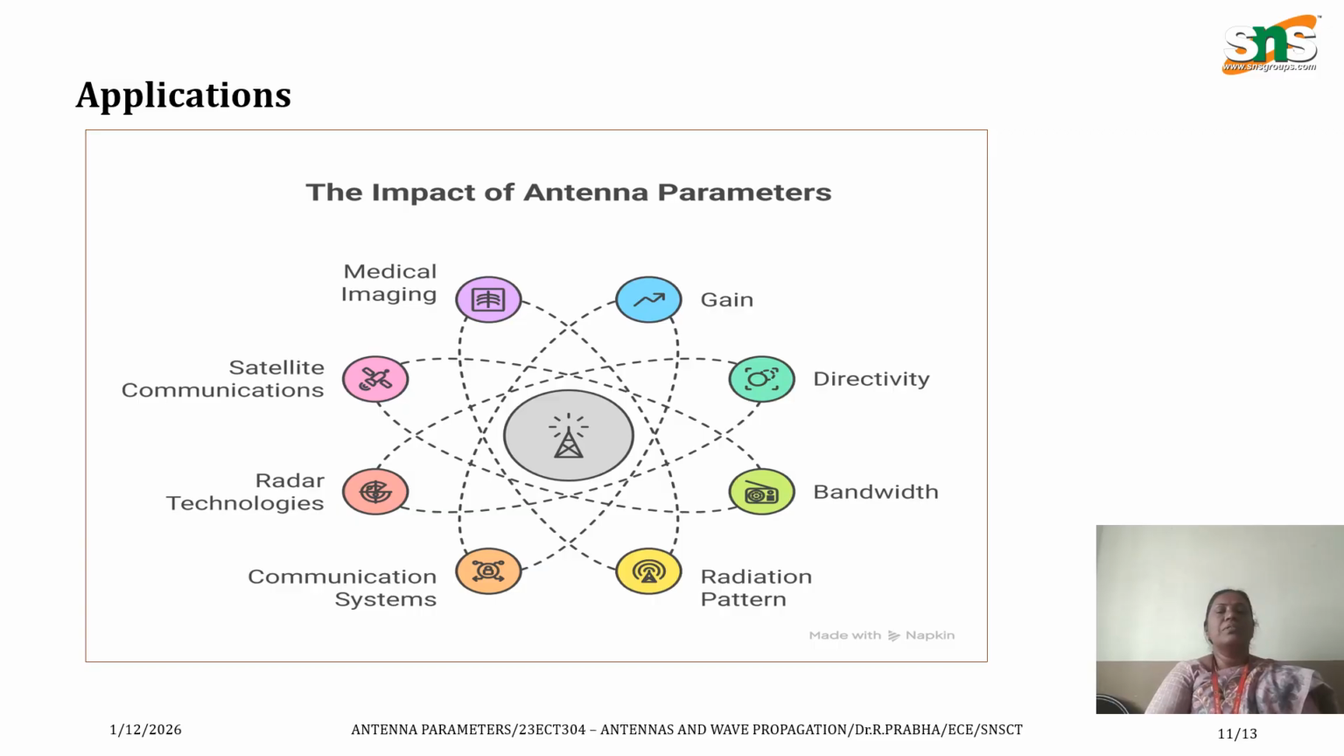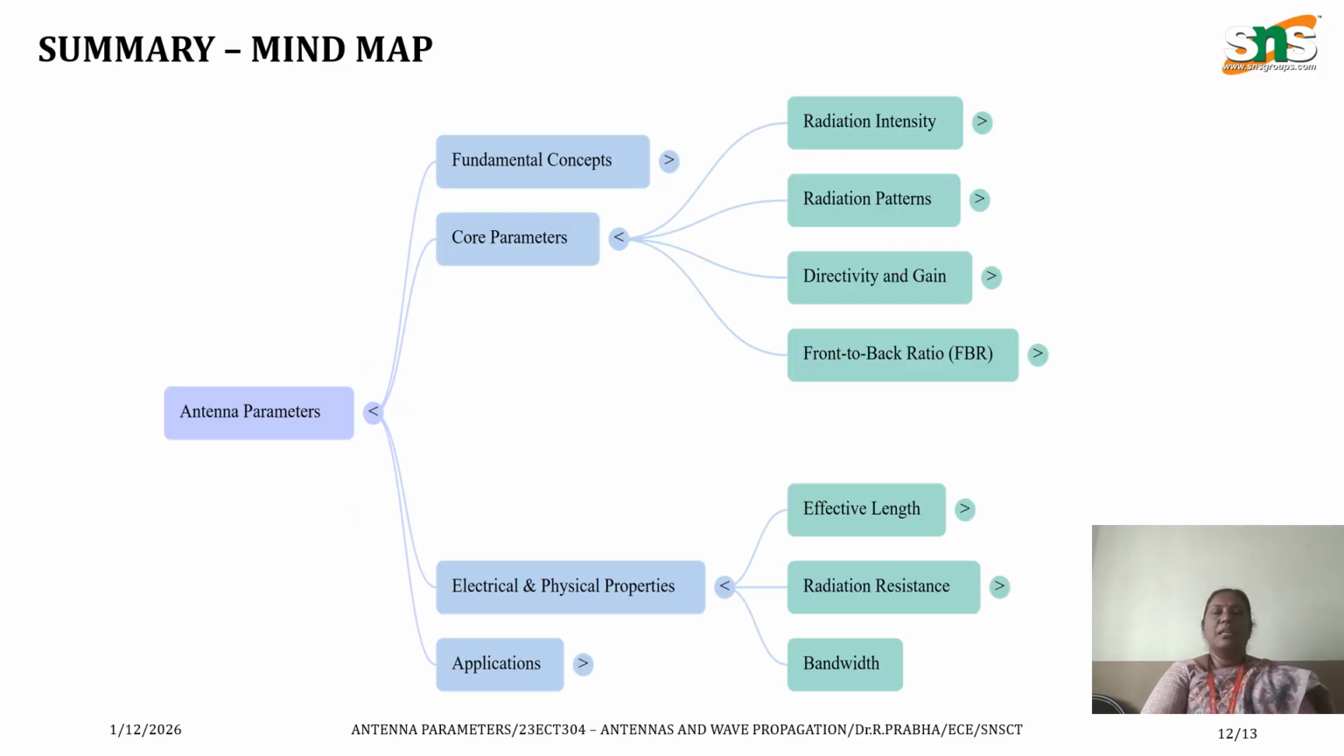And also we have seen the various parameters: gain, directivity, bandwidth, radiation pattern. So far we have analyzed so many antenna parameters, fundamental concepts, core parameters, electrical properties and applications. We have discussed radiation intensity, radiation pattern, directivity and gain, front to back ratio, effective length, radiation resistance and bandwidth.